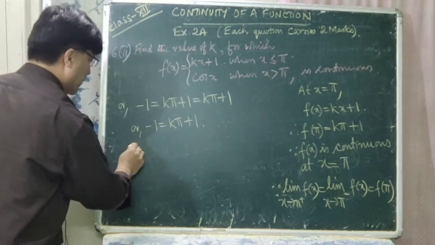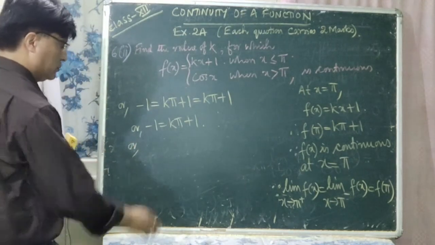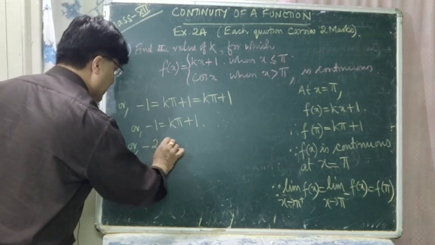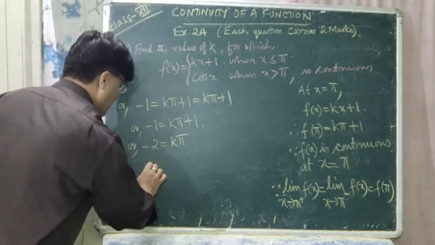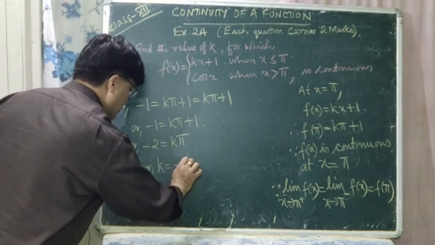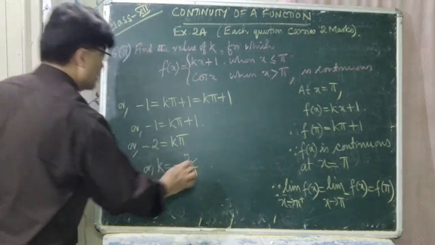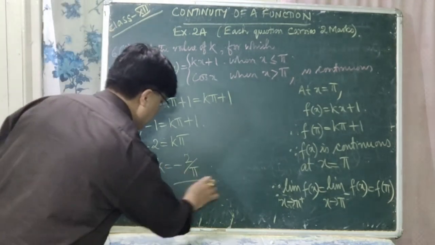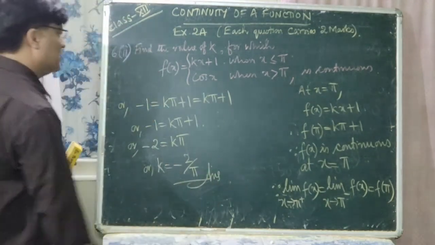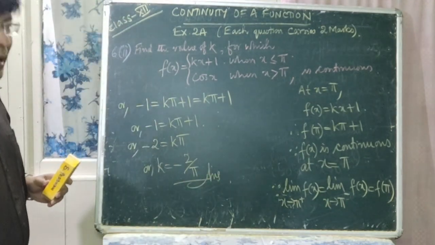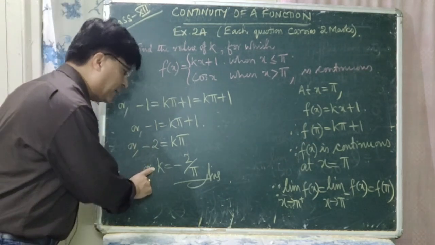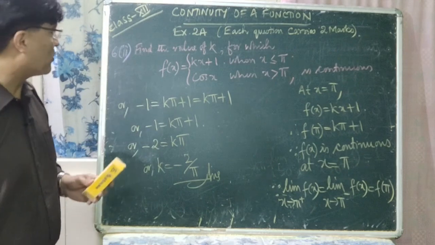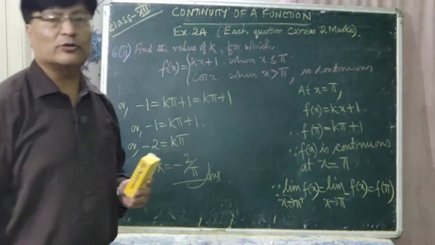Now we have to get the value of k. Take plus 1 to the left hand side, it becomes minus 2 equal to k pi. So what is the value of k here? It is minus 2 by pi. So this is the answer. So k is equal to minus 2 upon pi. For this value of k, equal to minus 2 by pi, the given function f of x is continuous at x equal to pi.